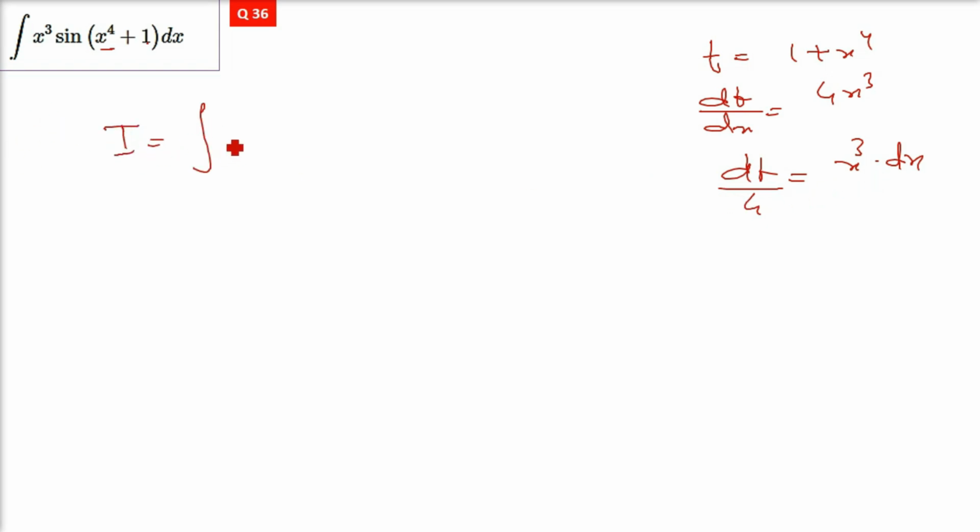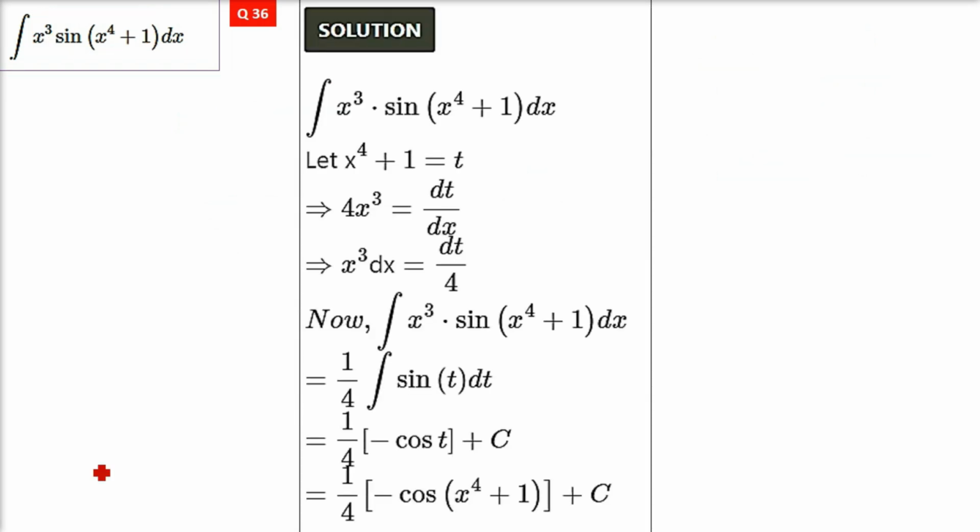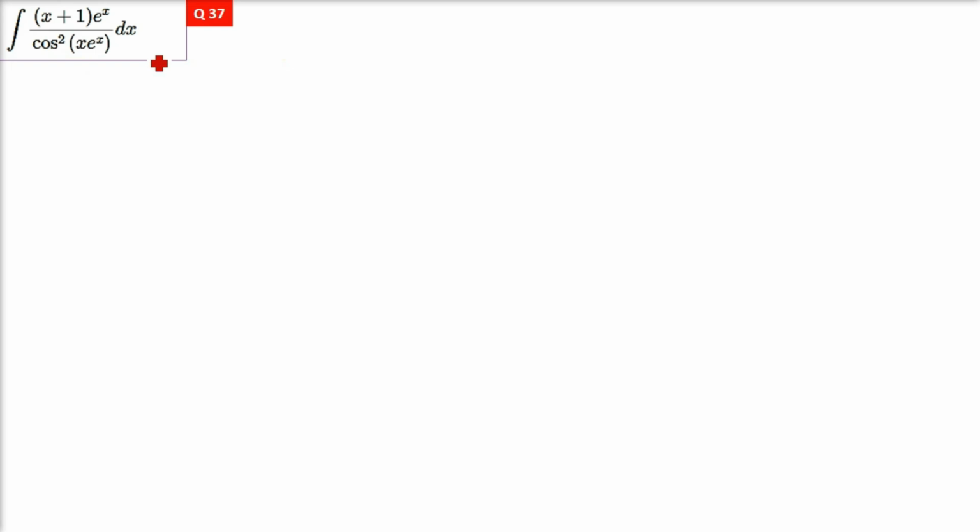Integration will become this dt by 4, write 1 by 4 here, and sine of x raised 4 plus 1. X raised 4 plus 1 was t. This will form sine t. Now integration of sine t is minus cos t. So minus cos t, in place of t I can directly write 1 plus x raised 4 plus constant of integration. That's your result. So this is the result. X raised 4 plus 1 has to be taken as t, not only x4. Please remember that thing.